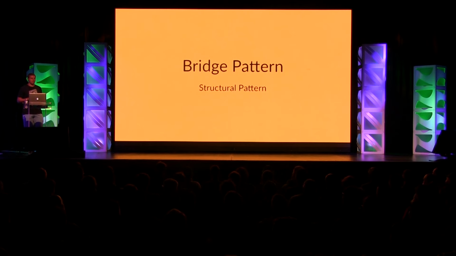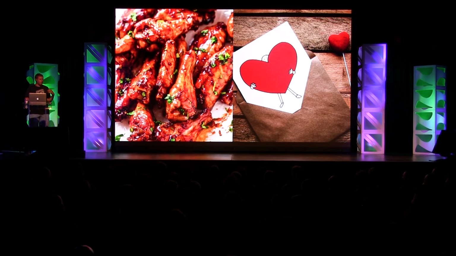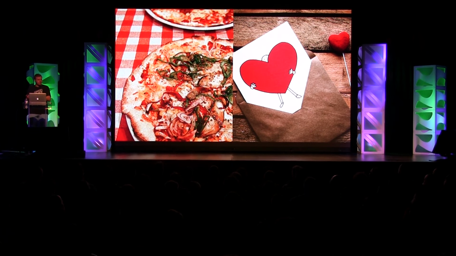But let's first do an abstract example. Let's say we have a product and promotions. The product in this case is pizza, and we have a promotion which has a price and a name. So in this case, we have pizza and Black Friday. If we look at another example, we can have chicken wings and Valentine's Day. What these things have in common is that the one is a product and the other one is a promotion, and they can just independently work together. Because I can also give the Valentine discount to a pizza, right? And I can give the Black Friday discount to chicken wings. That all works. So this is the bridge pattern.